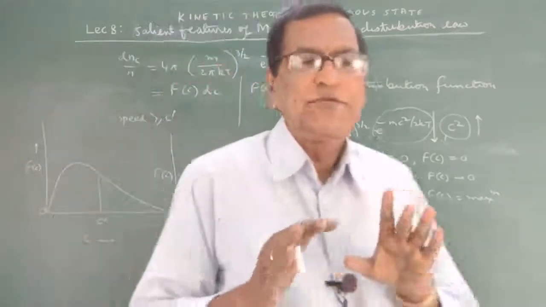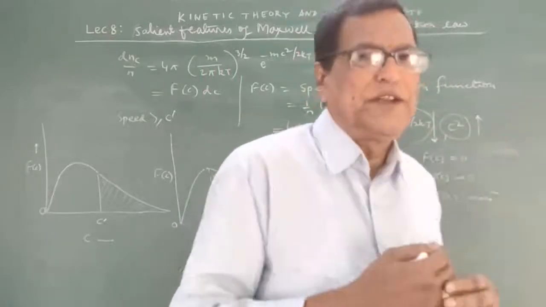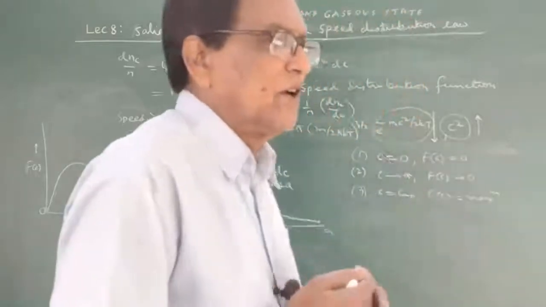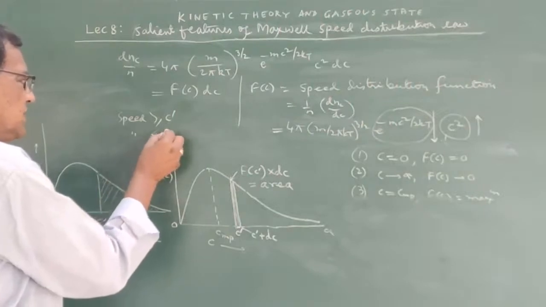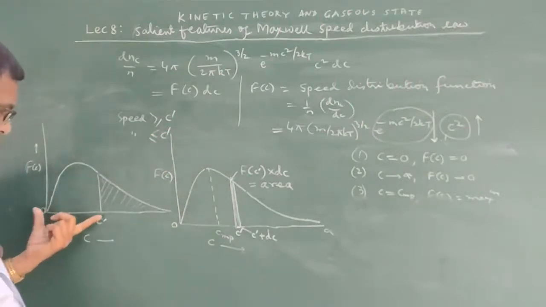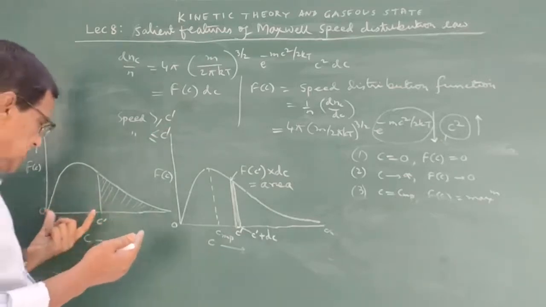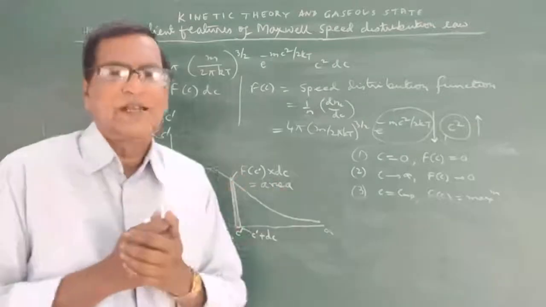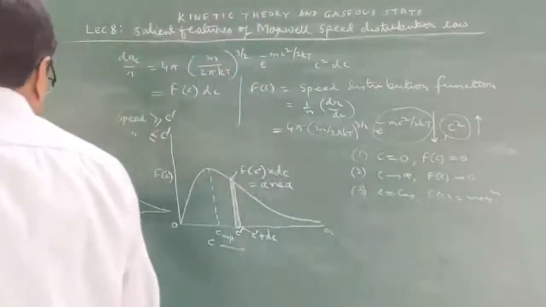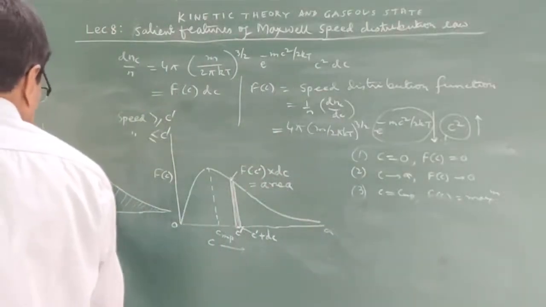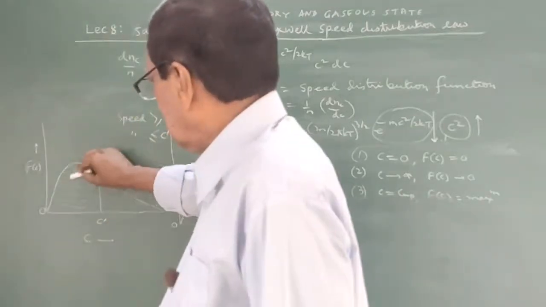And similarly, if we would like to calculate the fraction of the molecules having speed less than or equal to c', that is, speed 0 to c', then it will be the area of this part of the curve.